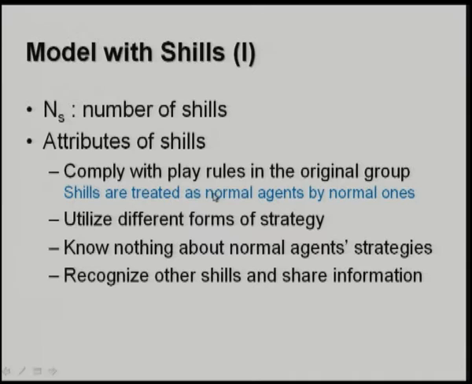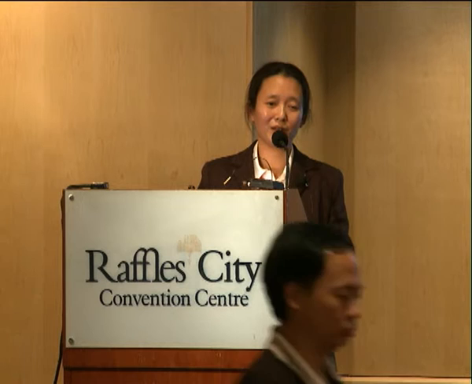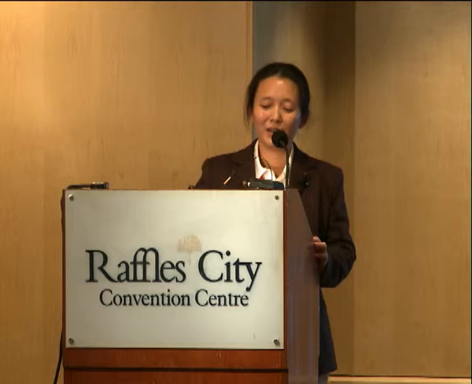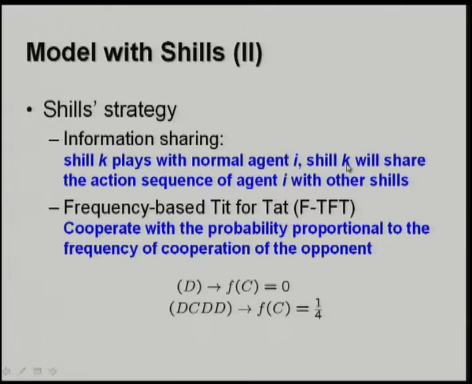But the shills can use a different form of strategy, and they know nothing about the normal agents' strategy before they interact. But they can recognize other shills and share information, and this is important to the self-control mechanism here. When a shill K plays with normal agent I, the shill will remember the action sequence of agent I, and shill K will send this information to other shills. Based on the frequency of cooperation of the normal agent, the shill uses a strategy called frequency-based tit-for-tat to make decisions.